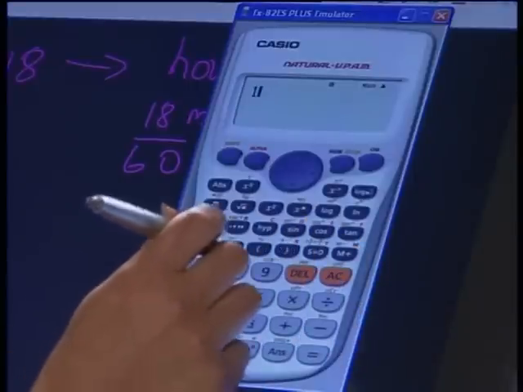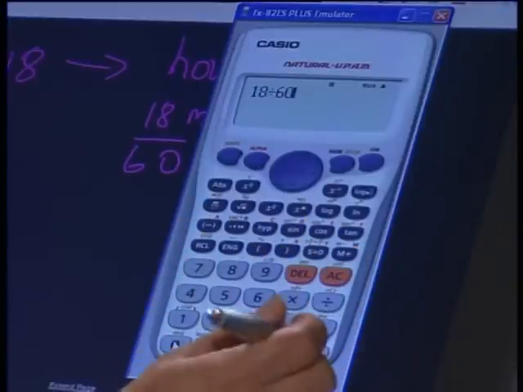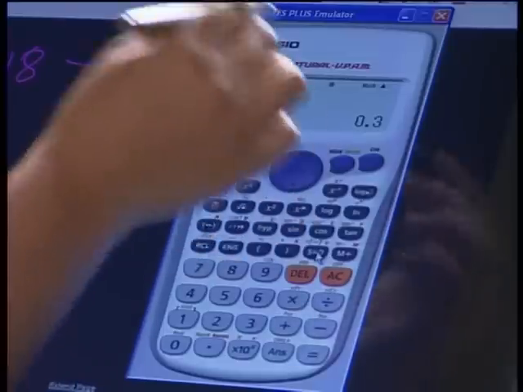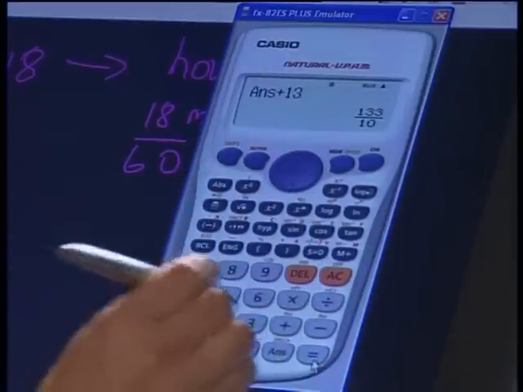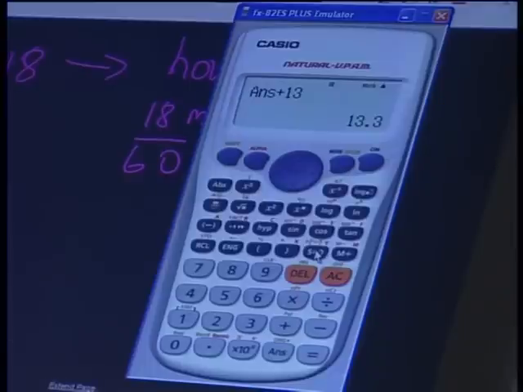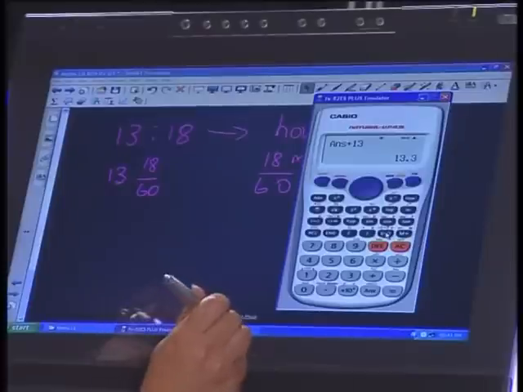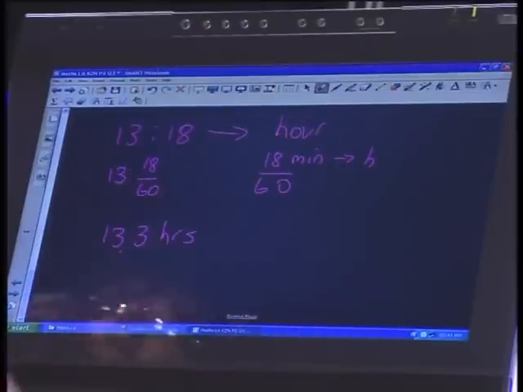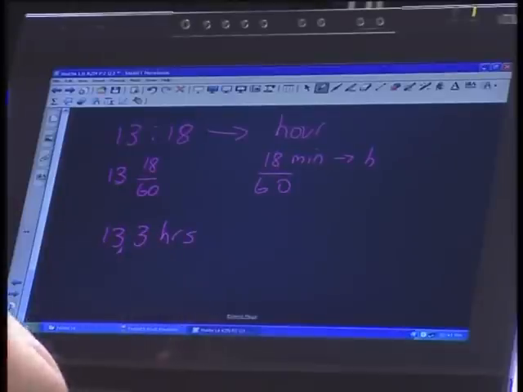So I'm going to say, well, 18 divided by 60 gives me my number of hours, which is 0.3, and then I'm adding my 13 hours to that. So I actually have 13.3 hours. So I can now write that in here. I've got 13.3 hours. And be careful when you have time, guys. 0.3 does not mean 30 minutes. Well, we've just calculated 0.3 of an hour is actually 18 minutes. So be careful when converting between decimal and time.